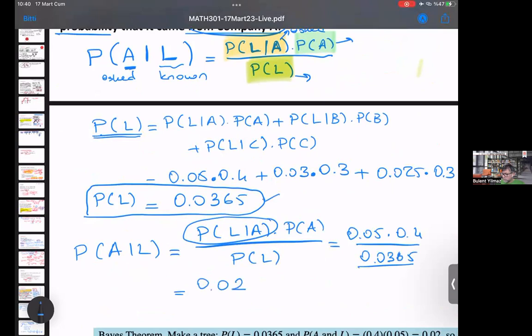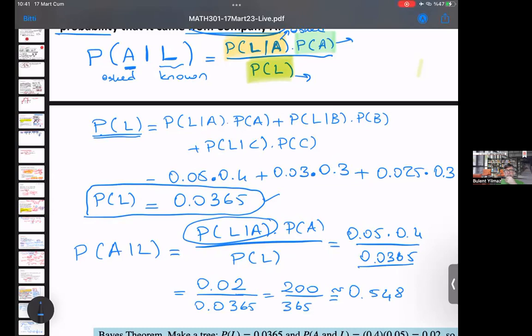0.02 divided by 0.0365. It's like 200 divided by 365, okay? Which is going to be equal to something close to 0.548.